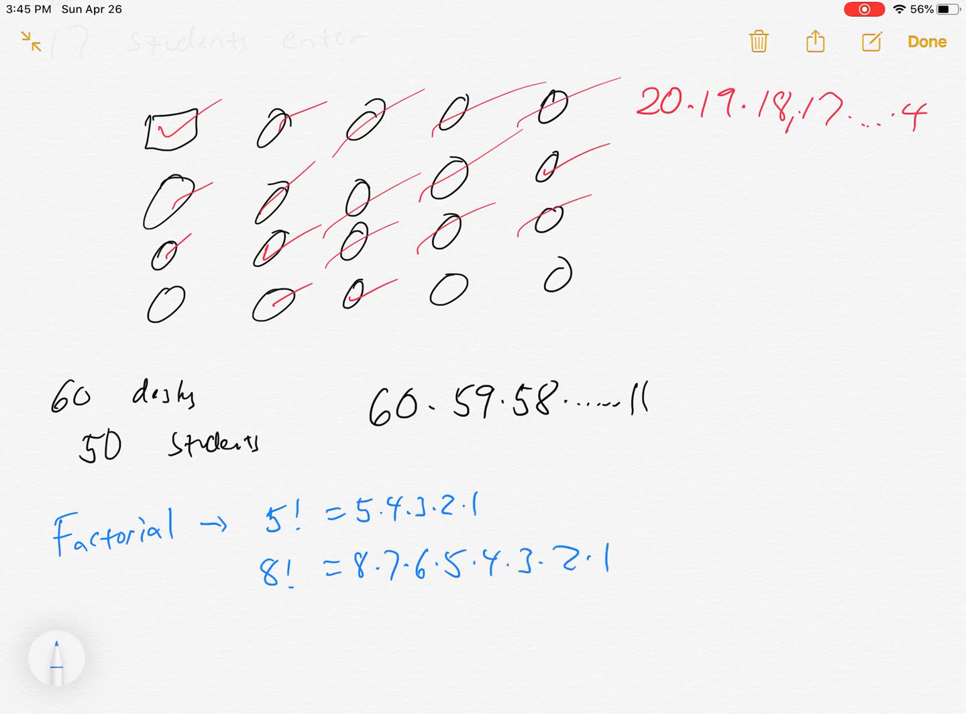The factorial, you've probably seen this before, is an exclamation mark in mathematics, and 5 factorial means 5 times 4 times 3 times 2 times 1. If you want to do 8 factorial, that is 8 times 7 times 6 times 5 times 4 and so on. These numbers get big quick. I think the highest our calculator will go is 69 or 70 factorial, something like that.